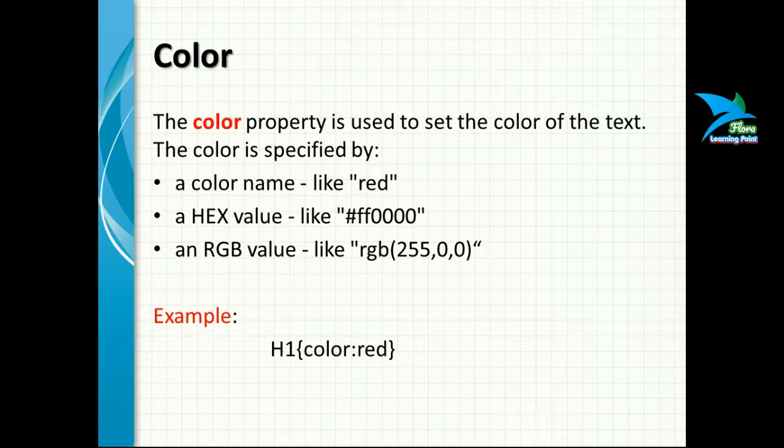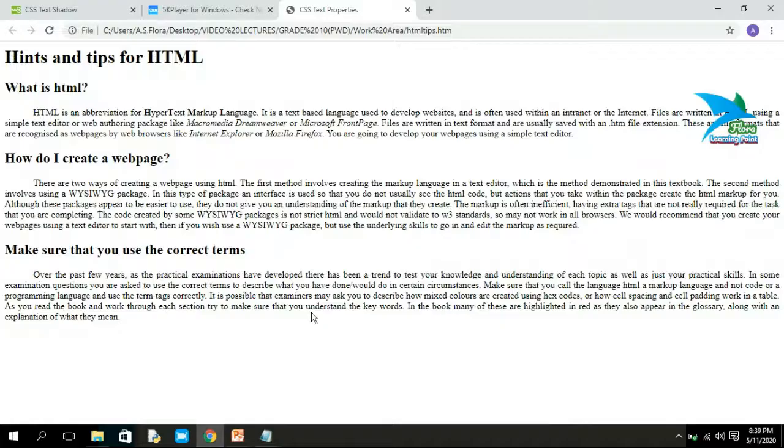Next we'll discuss the color property. The color property is used to set the color of text. The color is specified by using the name of the color, a hexadecimal value preceded with a hash symbol, or RGB values, that is red, green, and blue values for a color. You can specify any.